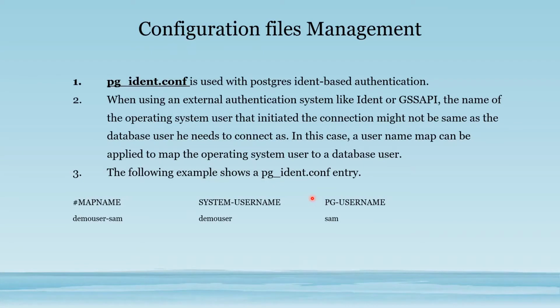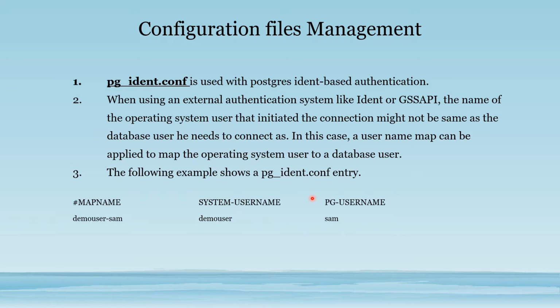The next configuration file is pg_ident.conf. It is used with Postgres ident based authentication. When using external authentication systems like ident or GSSAPI, the name of the operating system user that initiated the connection might not be the same as the database user he needs to connect as. In this case, a username map can be applied to map the operating system user to a database user.